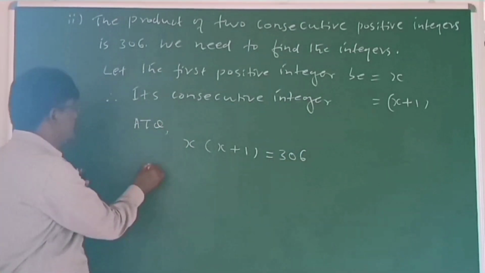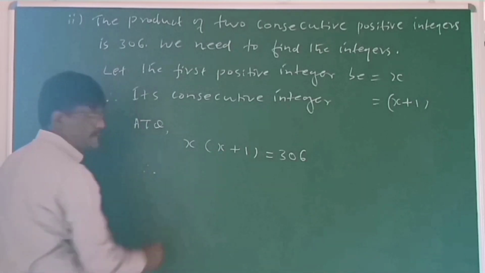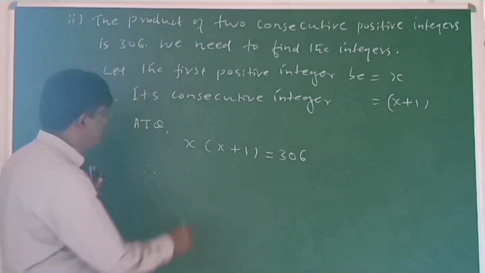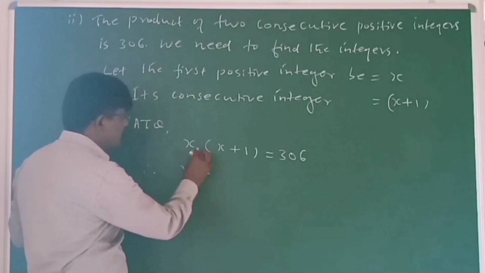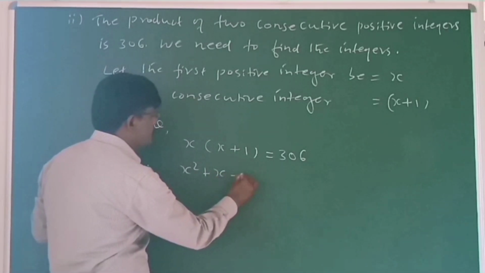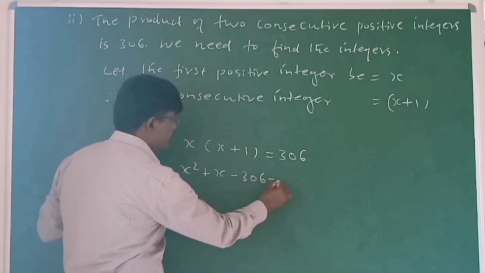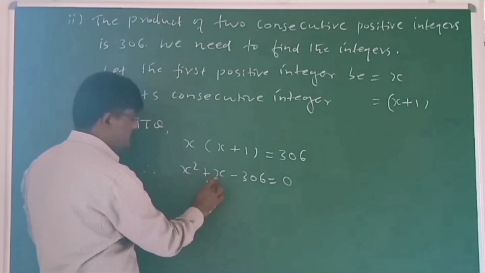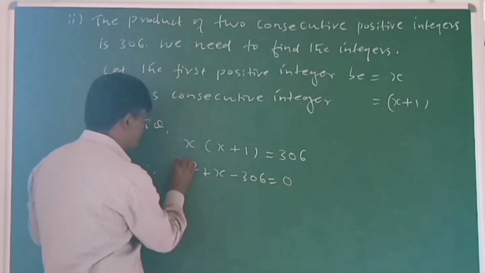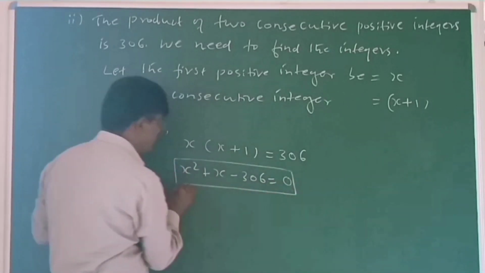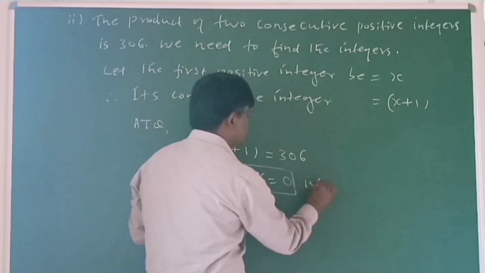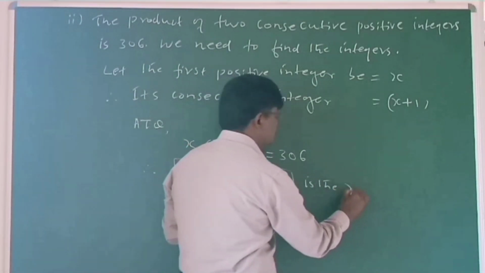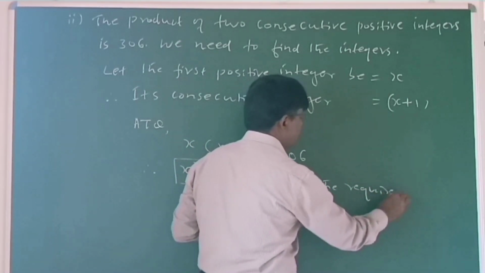306. Now, therefore, x into x, what? x square, x into 1, x, 306 becomes minus, plus becomes minus. Put it in the form ax square plus bx plus c equal to 0, which is the required equation.